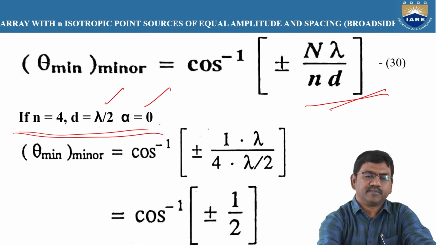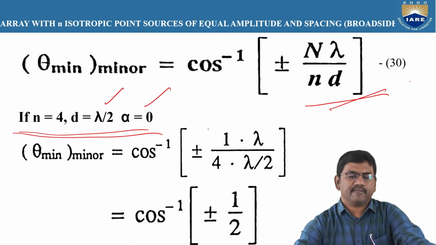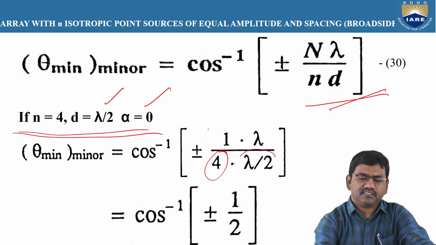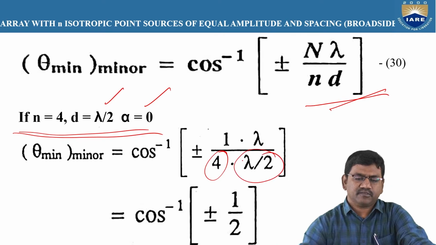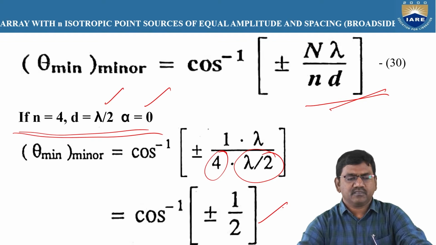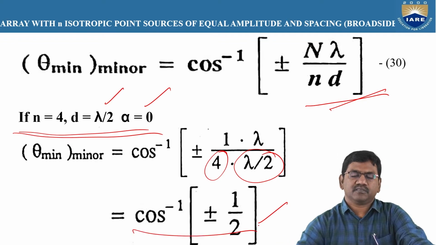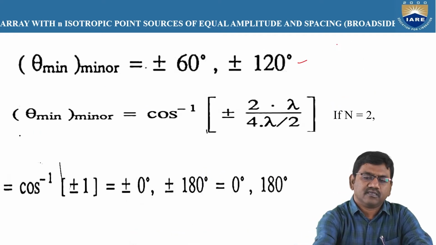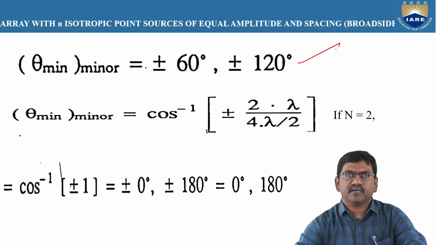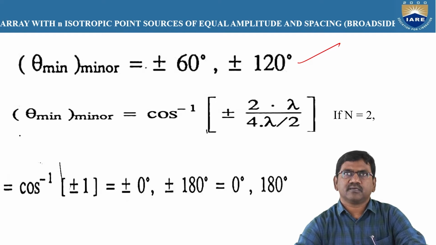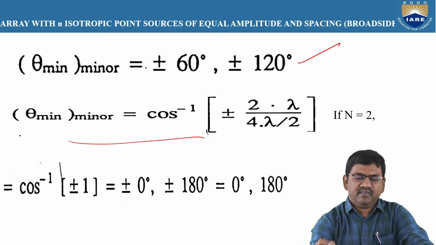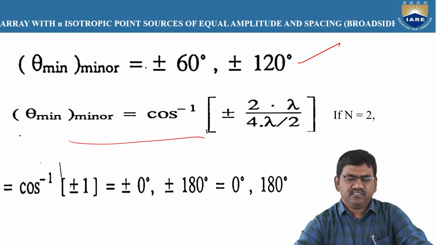So if you substitute these parameters in this expression, equation 30, substitute N is equal to 4 here and d is equal to lambda by 2 here, you will get cos inverse of plus or minus 1 by 2. So the minor lobe minima of 1 by 2 is equal to cos 60 and 120. So we will get minor lobe minima is equal to plus or minus 60 degrees, comma, plus or minus 120 degrees.